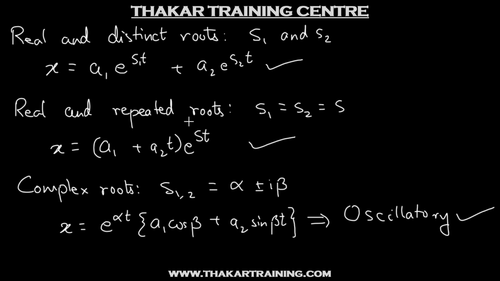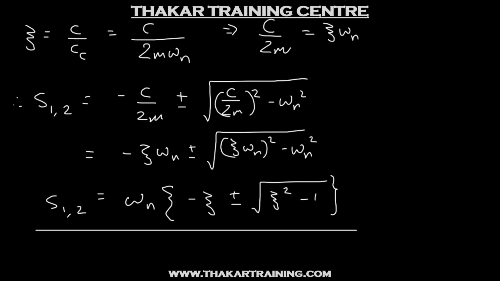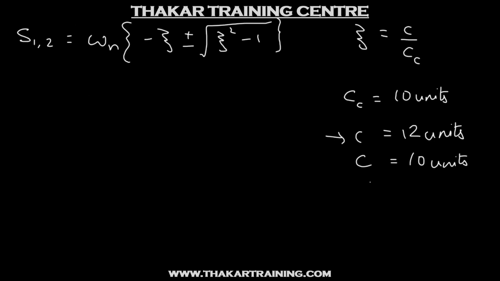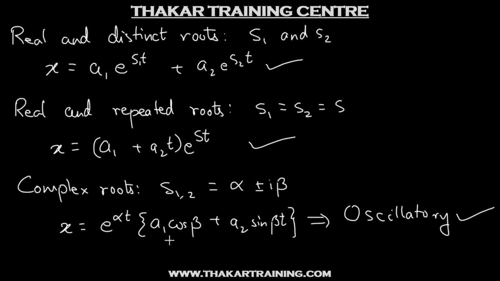Alright. And then finally, if we choose to provide C, which is 8 units, then what will happen? The value of zeta will now be less than 1. The zeta will be less than 1, and so this square root will now have a negative value inside it. So we'll end up with complex roots. And so the solution is now going to be of this form, which tells us that it is an oscillatory motion.